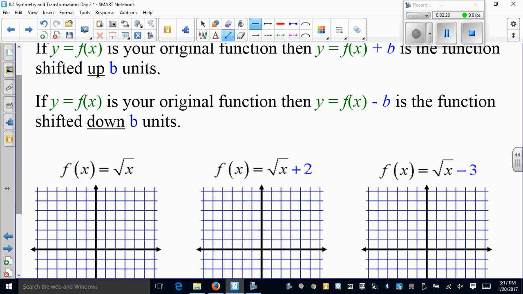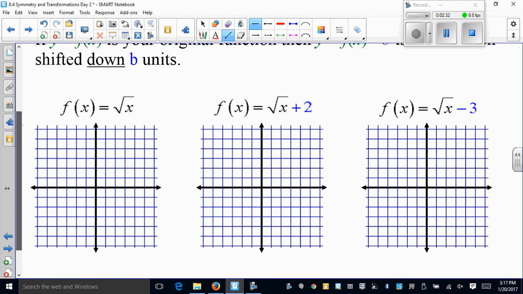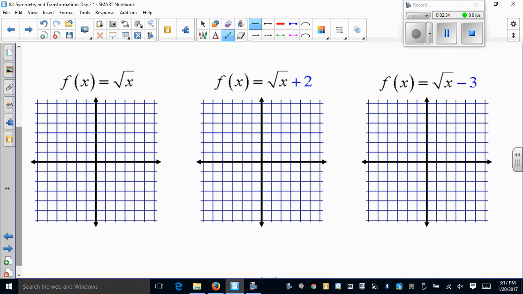So we're going to look at the square root of x. I can do a table. We can do a little itty bitty table, but we can go through and identify. If I put 0 here, I get 0. Okay, let's try that again.